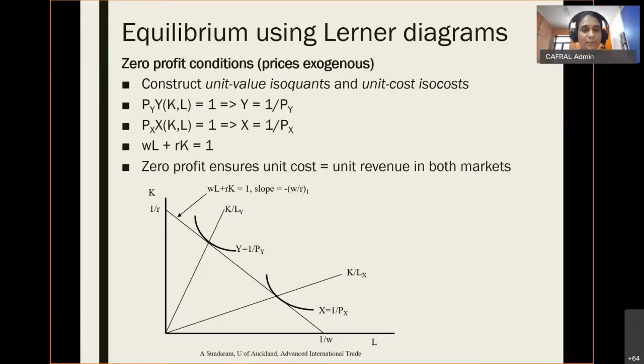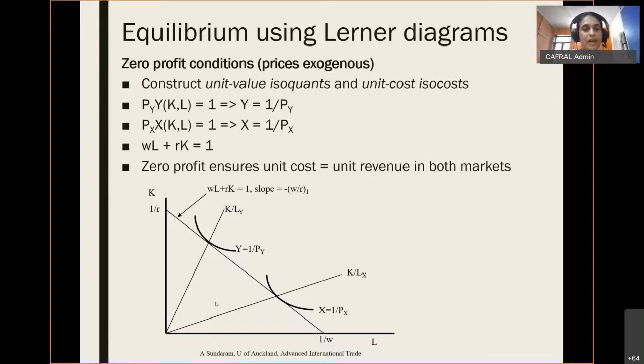Now, once I put in the isoquants there, what is the equation of the isoquant? So this isoquant is basically how much Y I can produce. That is $1 worth of Y. That's why I'm dividing 1 over the price of Y here. So let's be careful. X, again, divided by the price of X, because this is $1 worth of X. And then the isoquant gives me the different combinations of capital and labor I need to produce $1 worth of both X and Y.